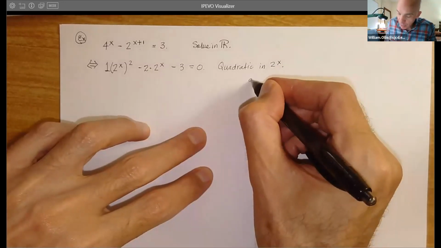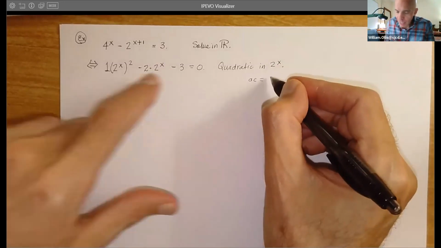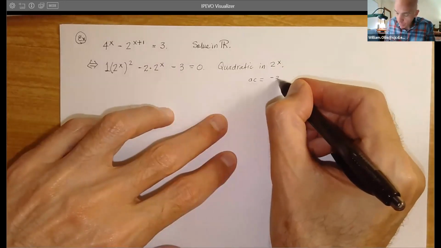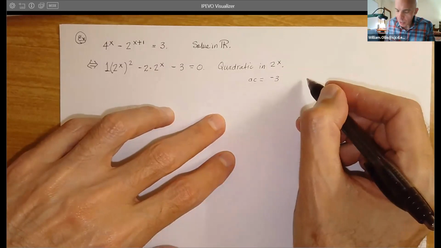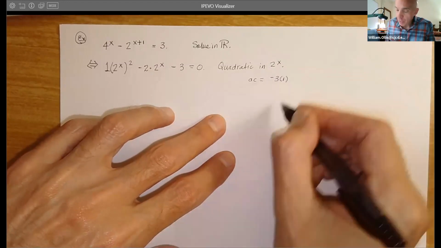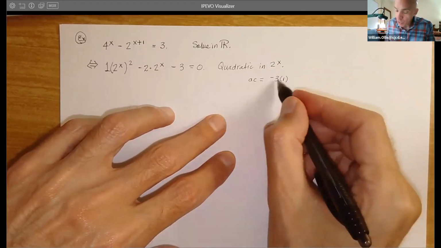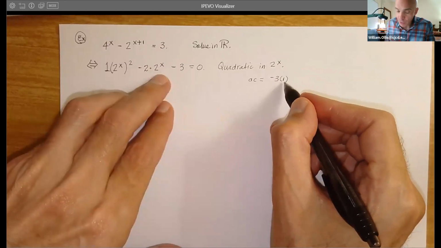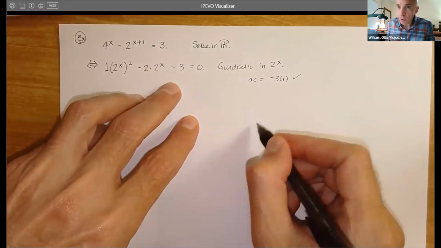So now AC will be 1 times -3 or just -3. When we need the 1, we use it often. It turns out to be very useful. So now I'm just going to go ahead and stick it in there. Now the 1 is actually useful because -3 plus 1 is -2. So that, boom, that works.